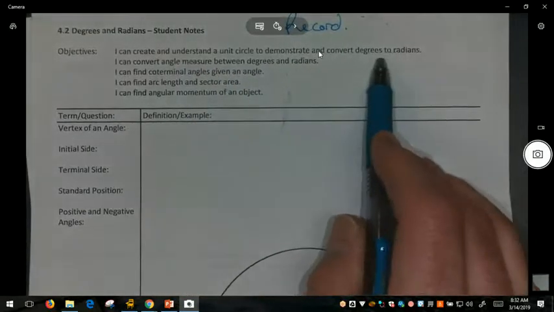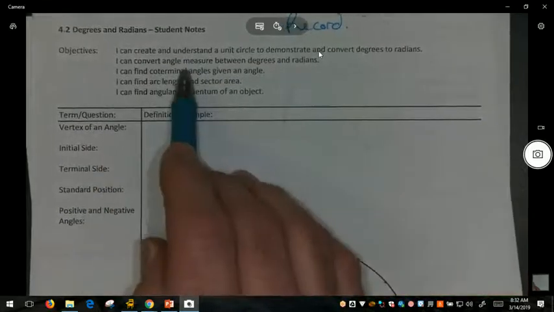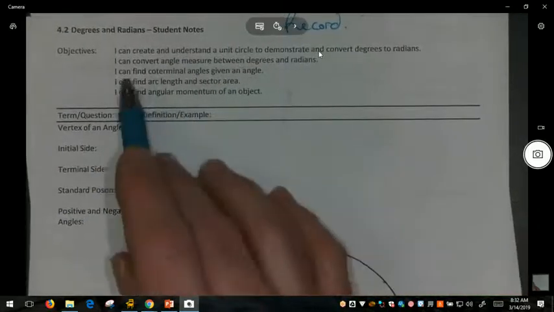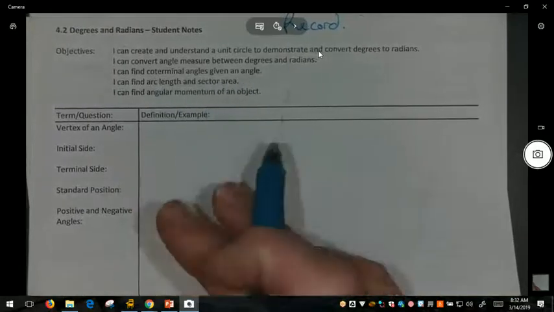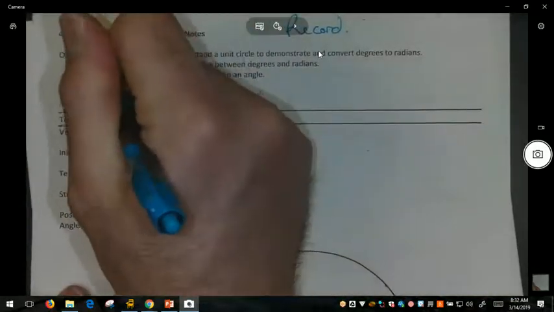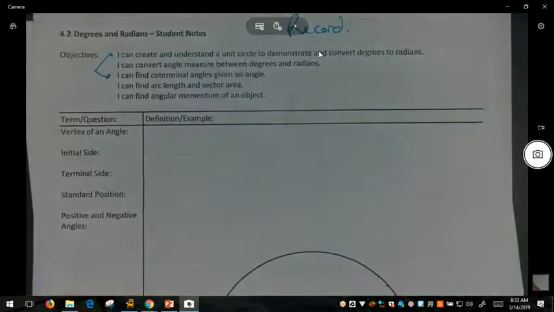Demonstrate how to convert between degrees and radians, convert an angle measure between degrees and radians, and find coterminal angles given an angle. Those are the learning targets for day one.